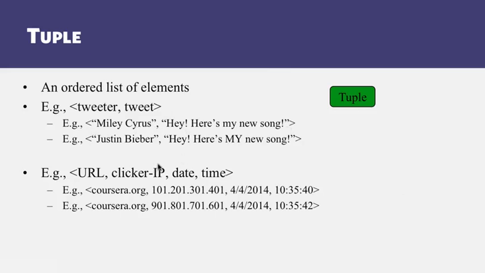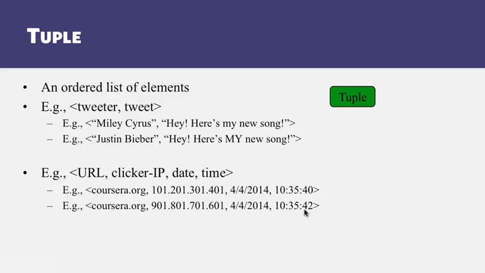A different tuple might be a different tweeter, Justin Bieber, followed by the tweet itself, hey, here's my new song. In a different world where you're collecting click-through logs, the tuple might be the URL followed by the IP of the clicker client, then the date and the time. For instance, the URL might be coursera.org. The IP is 101.201.301.401. Then you have the date and the time. A different tuple might be from a different client, 901.801.701.601, and then a slightly later time.